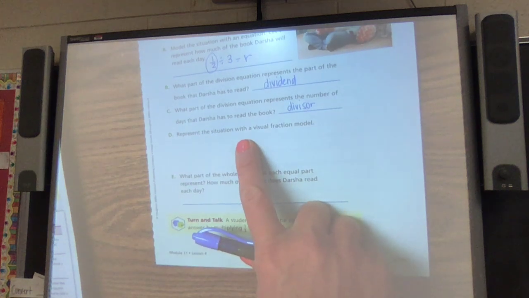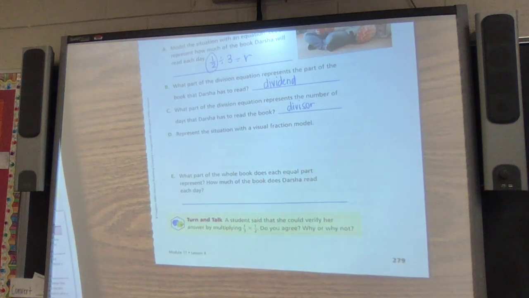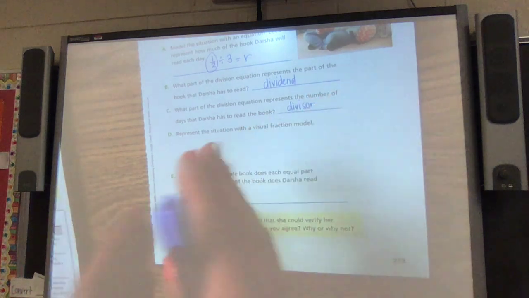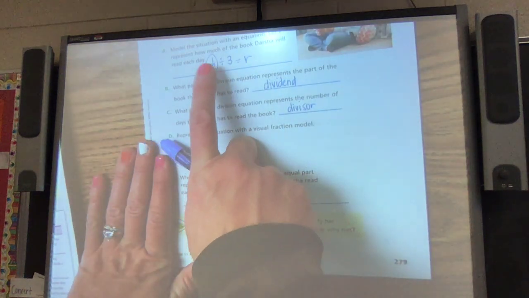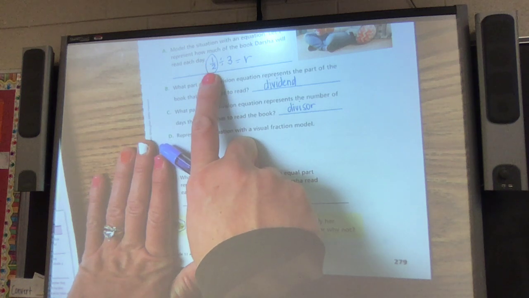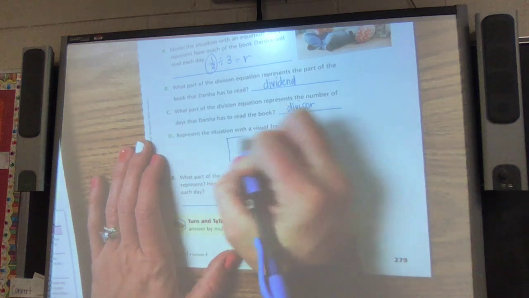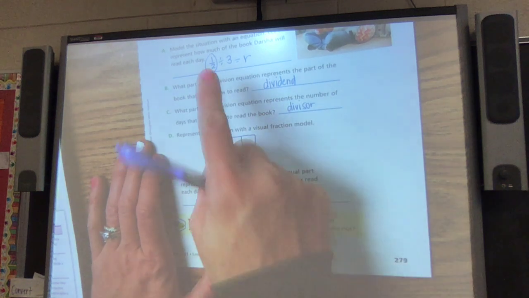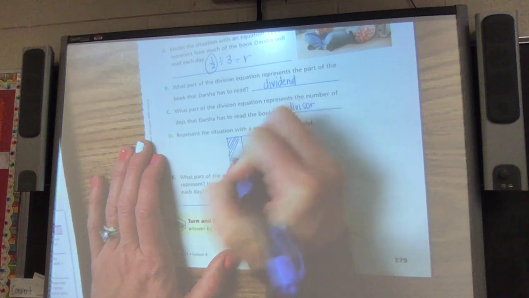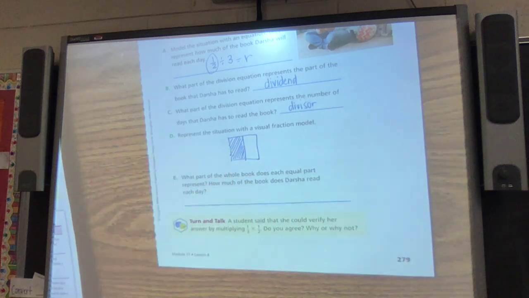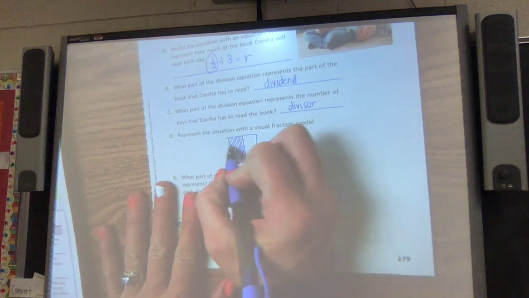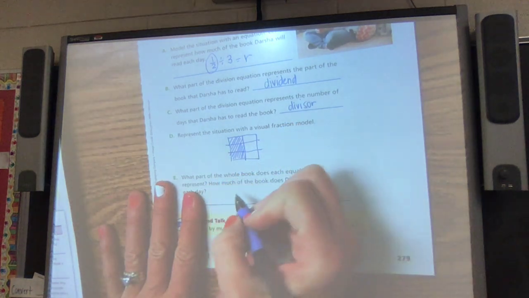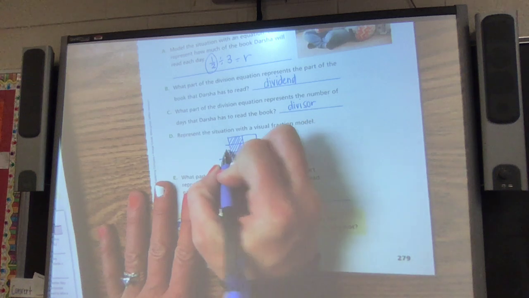Then it says represent the situation with a visual fraction model. So let's draw a picture. Now think about, we've talked about this, draw what you have at the beginning. We have a half. We don't have 3 things that we're putting in half. We have half of that book. Here's half of my book, and I'm going to split that within 3 days. So here's 1 day, 2 days, and 3 days. So Monday I'll read this, Tuesday, Wednesday.